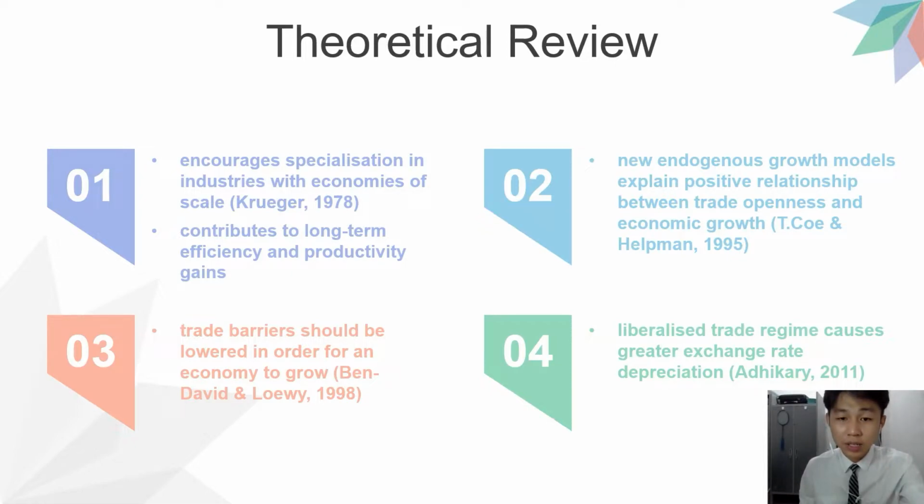The relationship between trade openness and economic growth has received much theoretical attention over the last 3 decades. Trade openness encourages specialization in industry with economies of scale, which boosts long-term efficiency and productivity. New endogenous growth models explain a positive relationship between trade openness and economic growth as a result of international technology diffusion. A country with more openness can use advanced technology, which boosts economic growth. An open economy grows faster than a closed one, and increasing openness boosts economic growth. Ben-David and Loewy, 1998, say that lowering trade barriers would boost an economy. As a result, more countries reduce trade barriers as growth improves. A liberalized trade regime causes greater exchange rate depreciation, which reduces aggregate input supply by raising import prices.